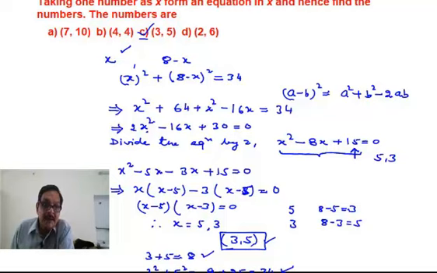Now we will do the next problem. We have seen question number 1, and I hope that you have understood it. Now we will see question number 2. Let us see what this question says.